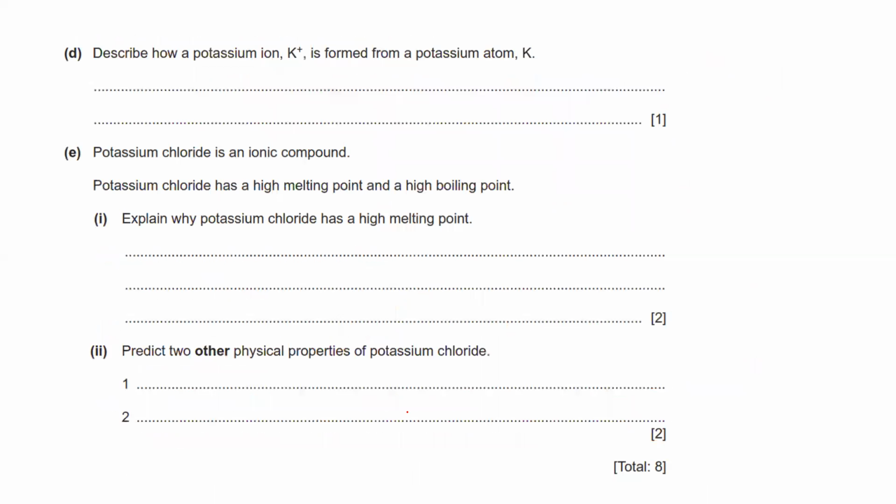Okay. So moving ahead, part D, it says describe how potassium ion is formed from potassium atom. So the potassium atom loses one electron from its valence shell and becomes K positive ion. That is as simple as that. So potassium atom loses an electron and becomes K positive ion.